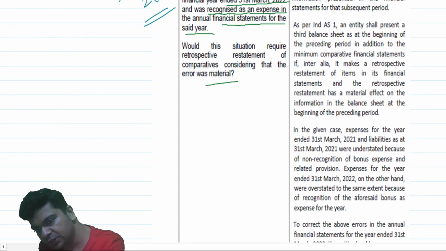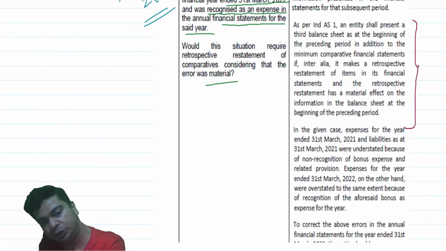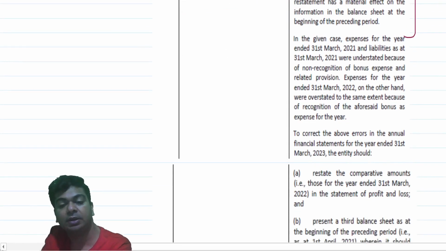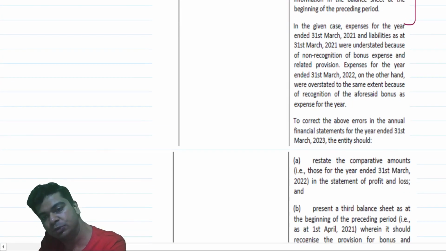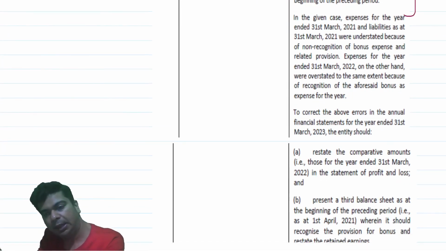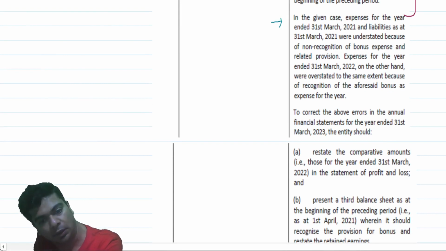This is also the same as part A earlier: when should the third balance sheet be prepared, under what circumstances should the third balance sheet be prepared. That is what they are saying. Okay, the main answer starts here.